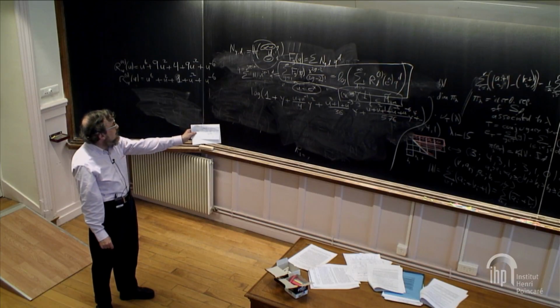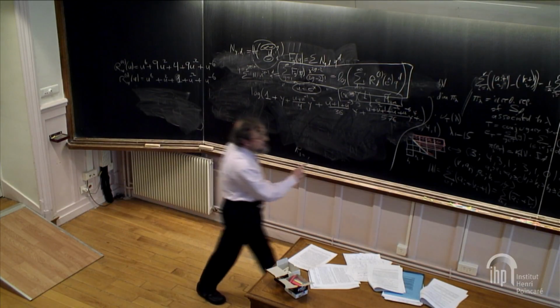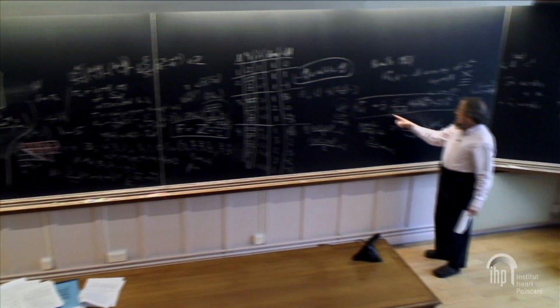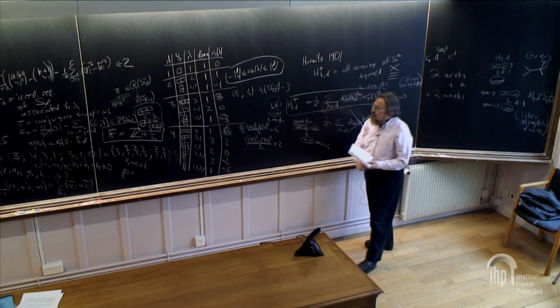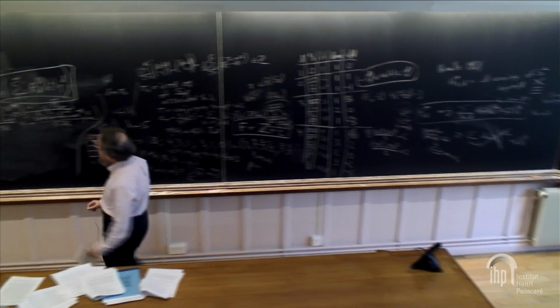Which one here? Because I think it's correct. Here, the HD had a 1 over d factorial. Well, let's check it, and you'll see, I think, that I'm right.